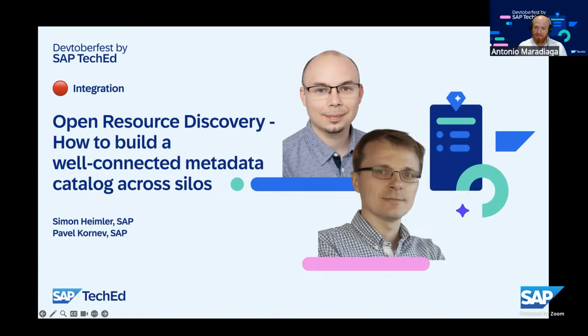This is the last session of the day, and this is a session that I'm really interested in, as I know that we'll be learning a lot, and everything involves APIs, events, metadata, data products, catalogs, and how to make sense of all of it. So today we have Simon and Pavel, who are part of the team behind the Open Resource Discovery, which is an open protocol for decentralized application service metadata, publishing, and discovery. Without any further delay, hola Simon, hola Pavel, over to you guys.